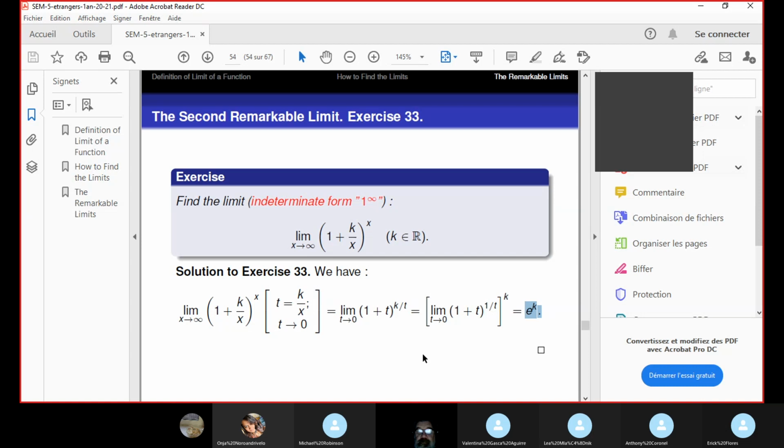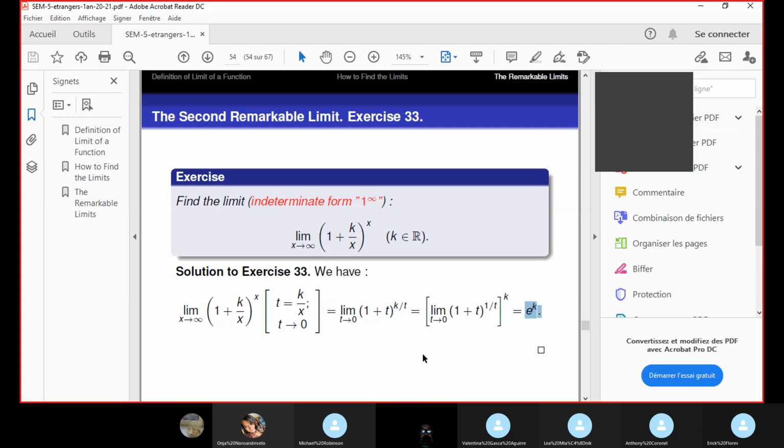So if you have questions... Yes, for me, everything is clear. Michael, is it clear? Yes, it's clear. Valentina, is it clear? Yes, it is clear. If you have some questions, I'm here for you. Yeah, it's clear for me. Est-ce que c'est clair? Oui, c'est clair. Très bien. On y va.